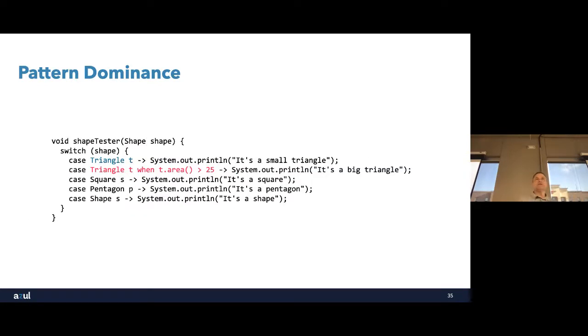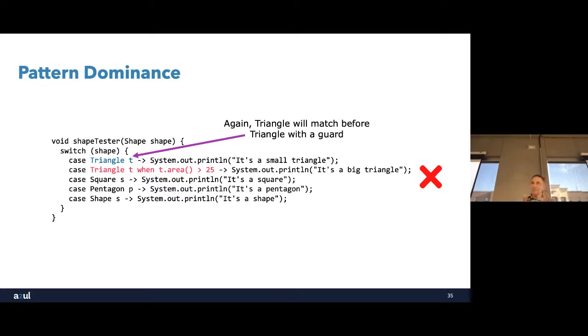That also applies to guarded patterns, because if you reverse the order of your guarded pattern and say triangle T first, everything that is a triangle will match against triangle. You'll never get to the point where you're also testing to see if the area is greater than 25. So the compiler will reject that one as well.